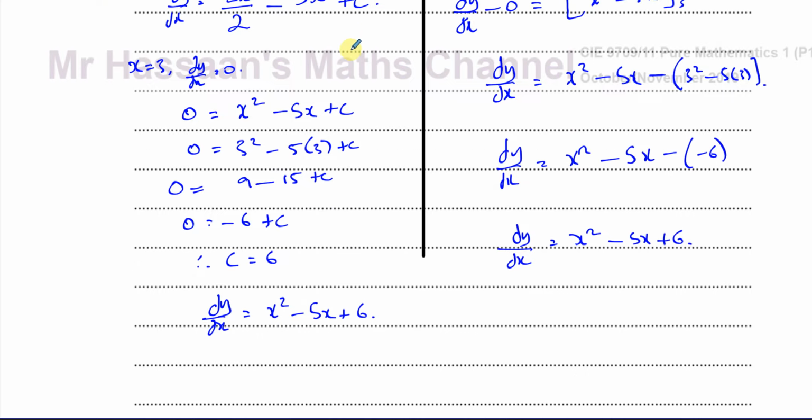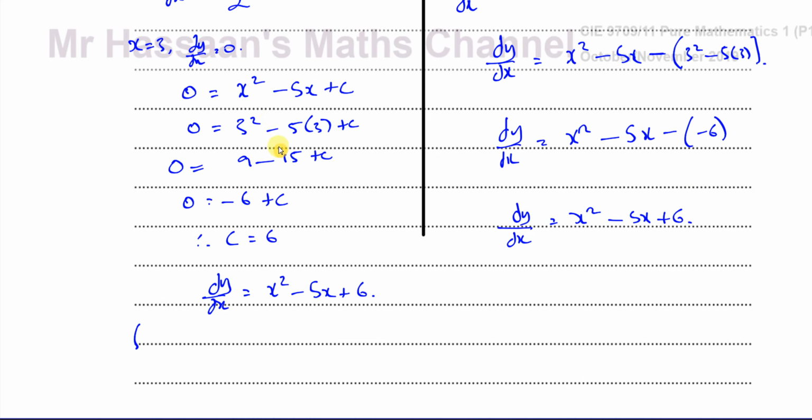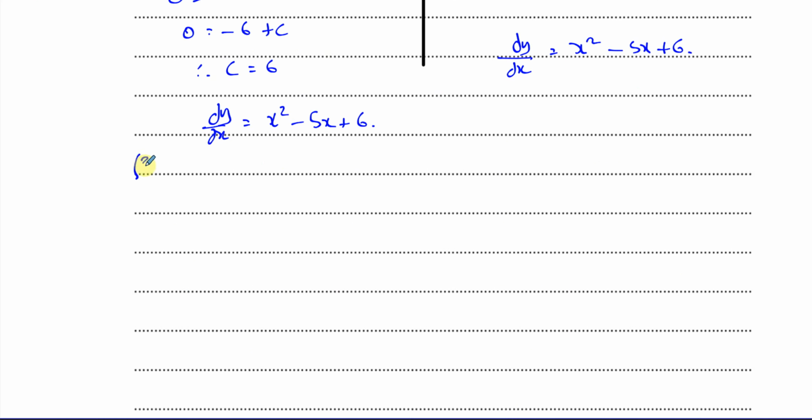That's not the equation of the curve. The equation of the curve is when we found y. So we want to find y. Now, we know that the point 3, 6 is on the curve. So 3, 6 is on the curve. That means when x equals 3, y equals 6. So if we integrate dy/dx, so we integrate x squared minus 5x plus 6 with respect to x, that will give us y.